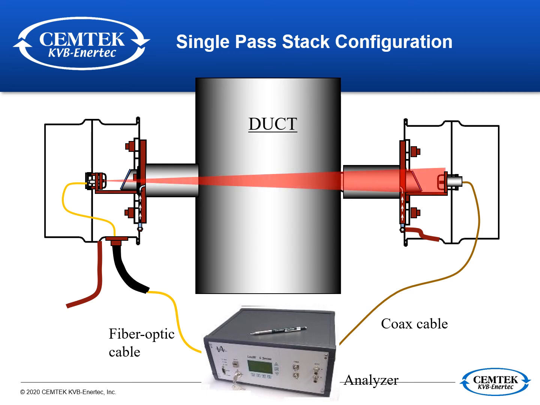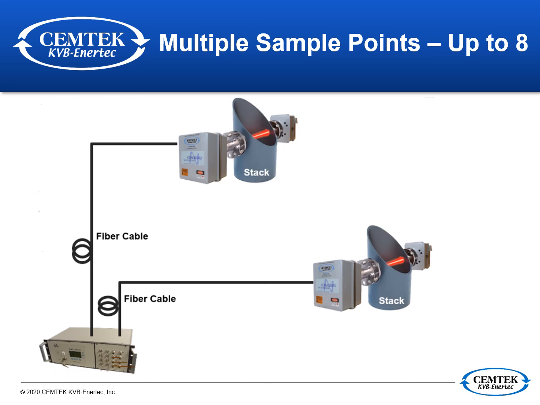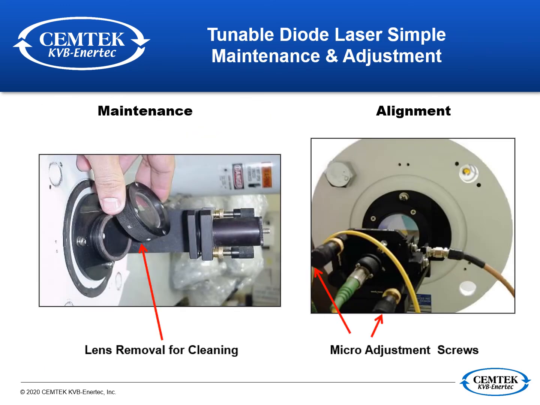Just in review, there's the laser light, typically across a stack or duct, or again, can be across an open path around a plant. These path lengths can be up to 1,000 feet. The other big, huge advantage is we are able to multiplex, so we can go up to 8 different sources with one analyzer, around a plant or numerous applications.